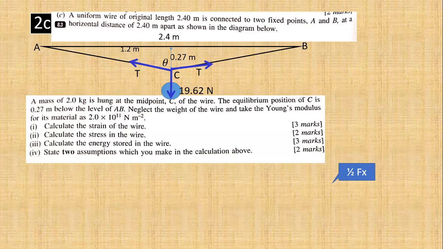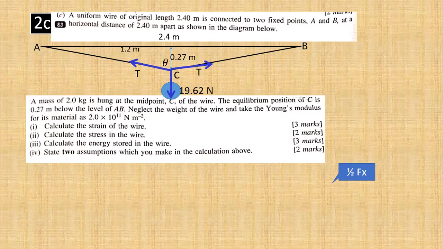A uniform wire of length, that's the original length AB, is connected to fixed points A and B at a horizontal distance 2.4 meters apart, as shown in the diagram. Then you add the load. A mass of 2 kilograms is hung at the midpoint C. Neglect the weight of the wire. You don't want to worry about the mass of the wire at all.